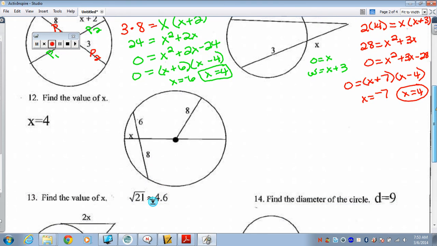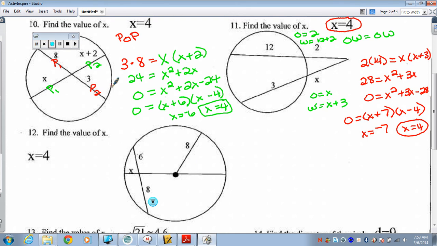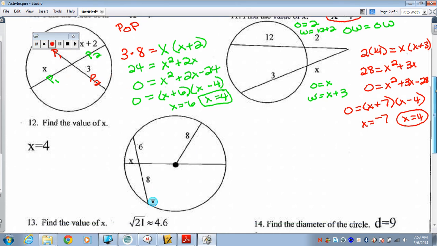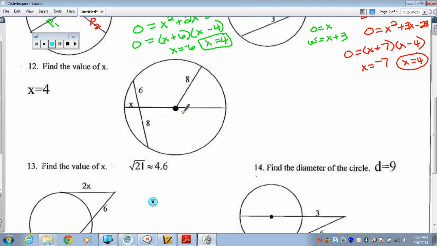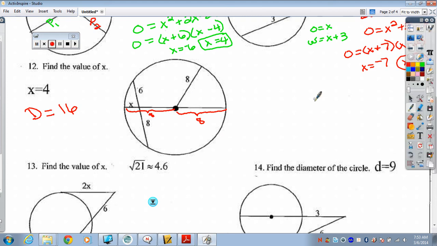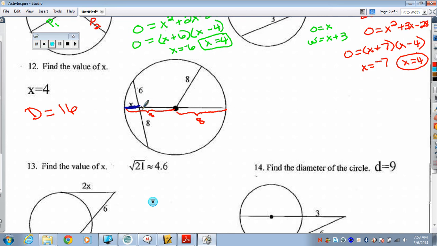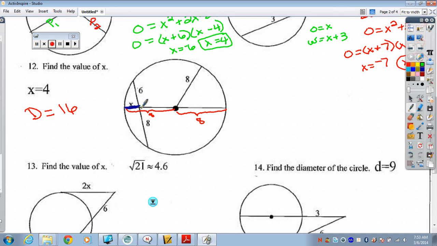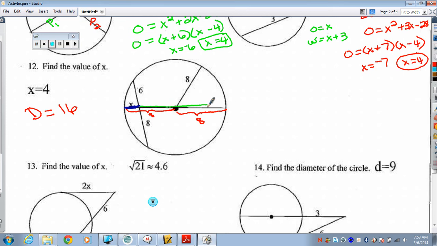This one is a little bit tougher. This one right here is the same concept as number 10, the exact same concept. Notice the radius is 8. Therefore, this whole piece is 8, and this whole piece is 8. Therefore, the diameter equals 16. Well, this part of it right here is x. We don't know how long this part is, but we know if we add those two pieces together, we're going to get 16. Therefore, this piece of it is 16 minus x.